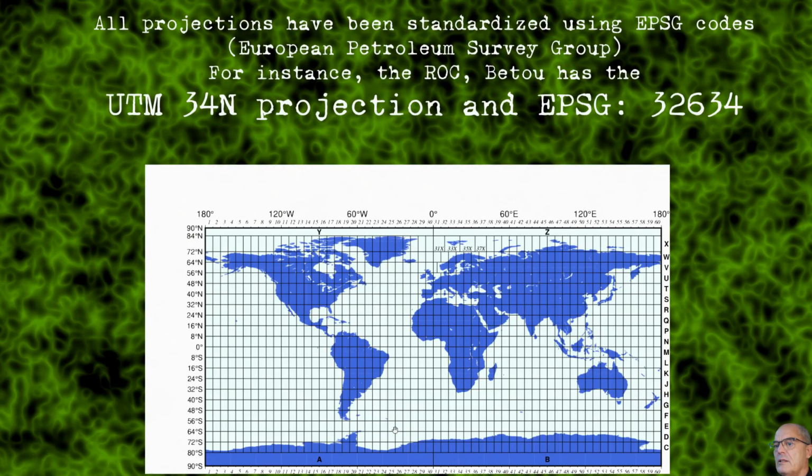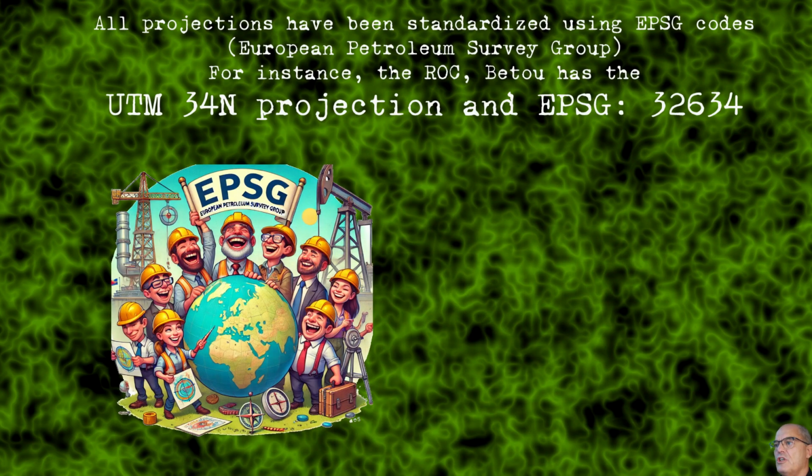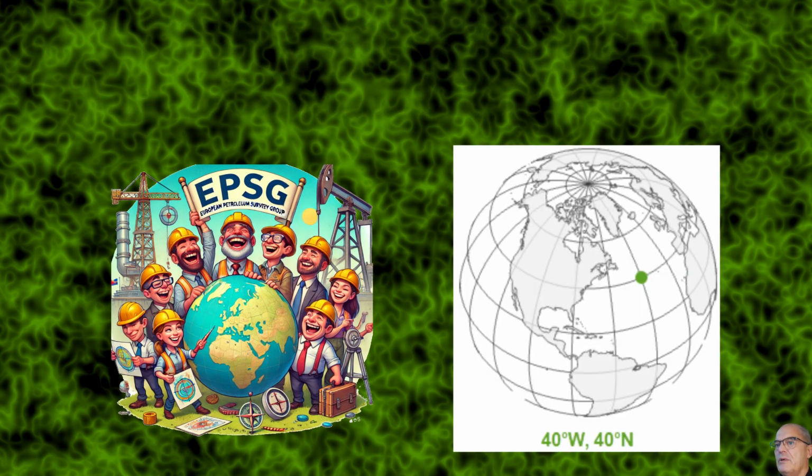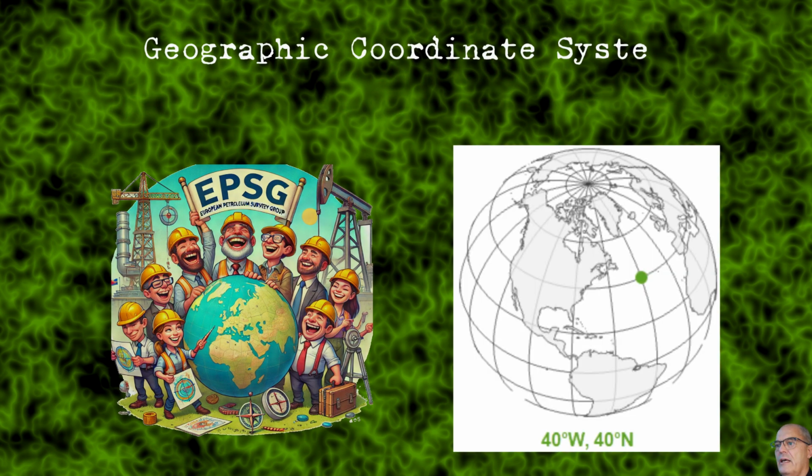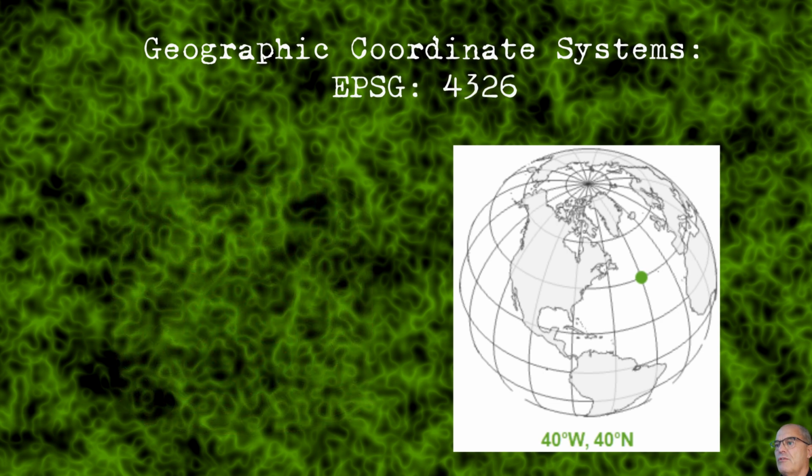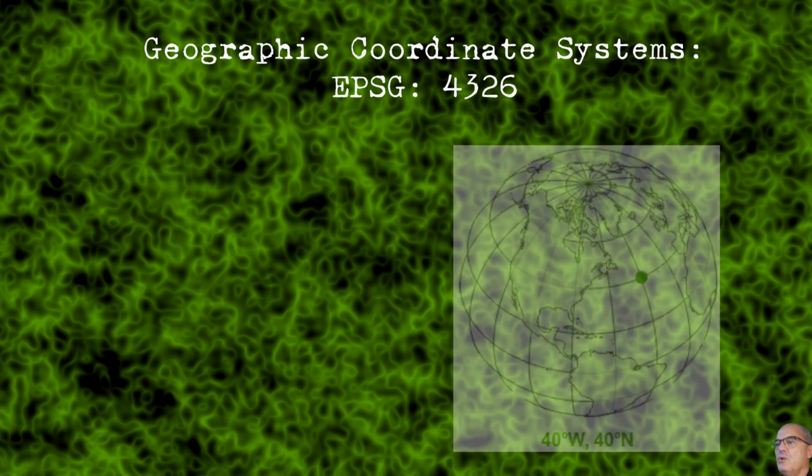Keep in mind that each projection has a value called EPSG code, European Petroleum Survey Group code, not really ecological. For example, the geographic projection has the EPSG code 4326, and keep this in mind. Any other type of projection has a unique code.